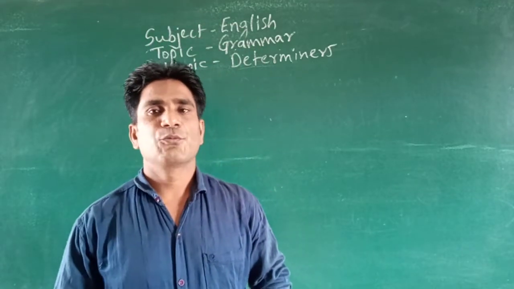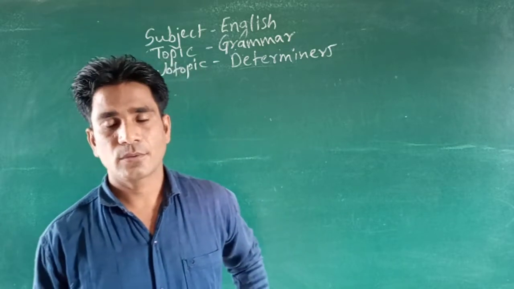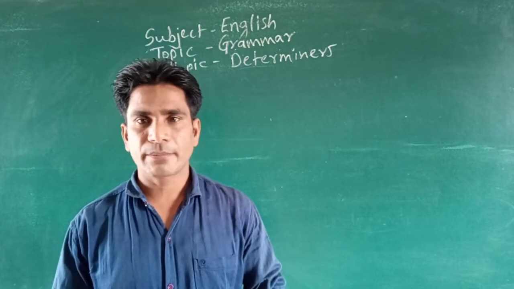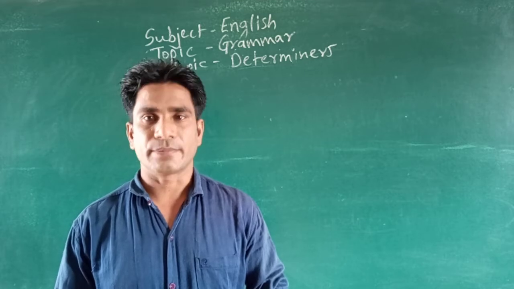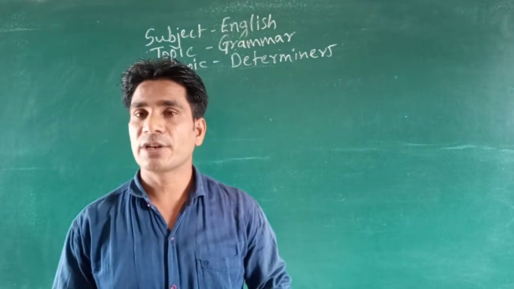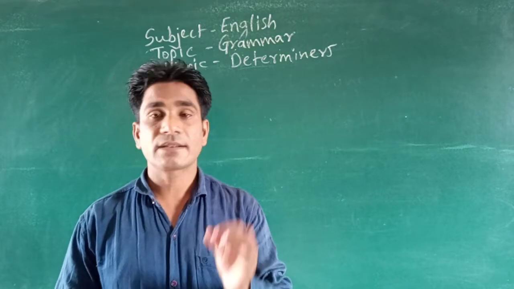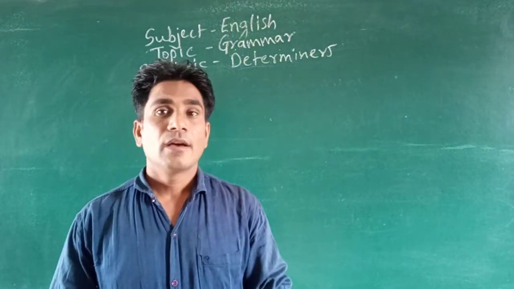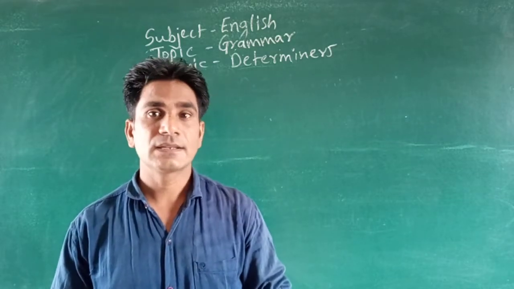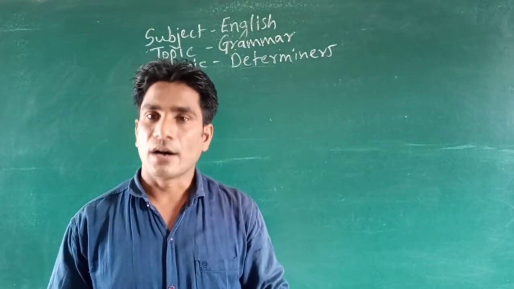In our last class, we have already begun the grammar topic determiners. We saw what a determiner is and its types. I hope you got the definition, but I would like to repeat it. A determiner is a word that comes before a noun to show how that noun is used. Actually, it determines or fixes the following noun.